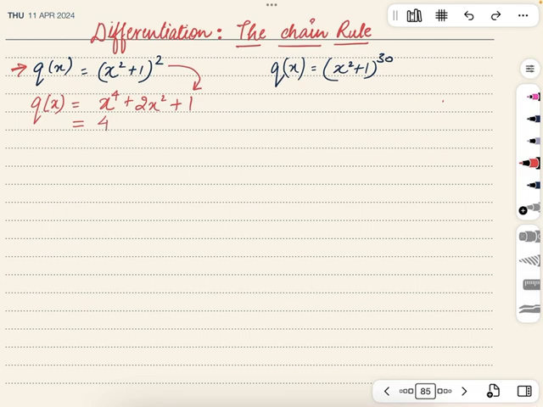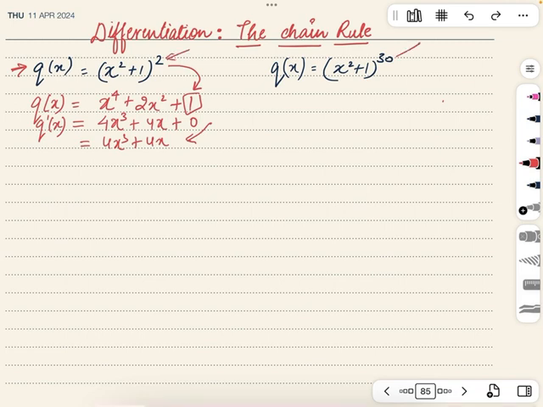That will be q dash of x, equal to 4x to the power of 3 plus 2 times 2 is 4x, and plus 1, the differentiation of a constant, is 0. So the answer will be 4x cube plus 4x. Correct. Now, this was an easy question with an easy power to be expanded.